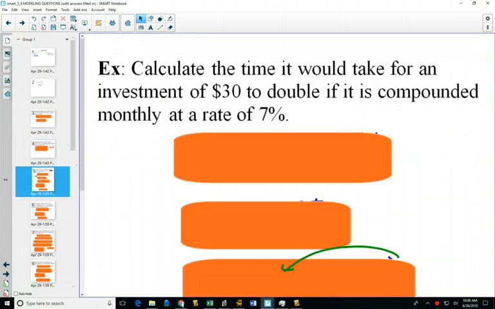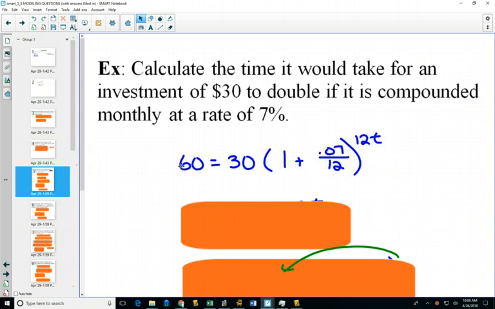No logarithms or any kind of fancy math needed. But in this next one, calculate the time it would take for an investment of $30 to double if it is compounded monthly at a rate of 7%. Again, I want you to take the time to do the first step, because that's where a lot of the thinking comes into place. Can you take the information in the question and get the right value down? How did you do?